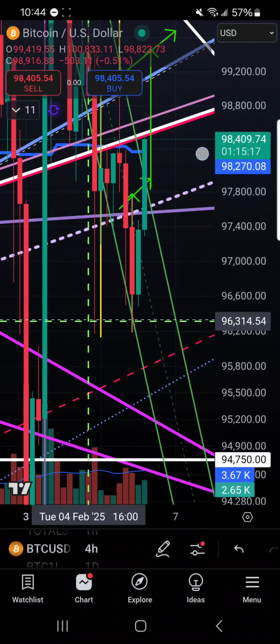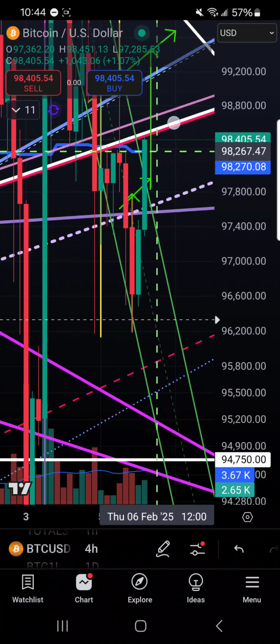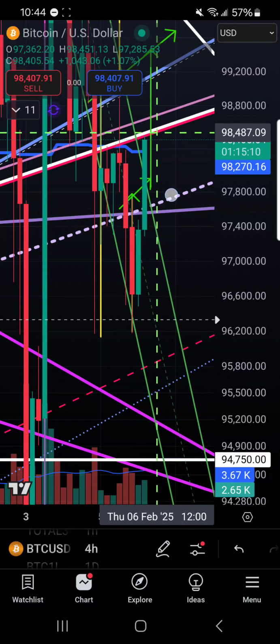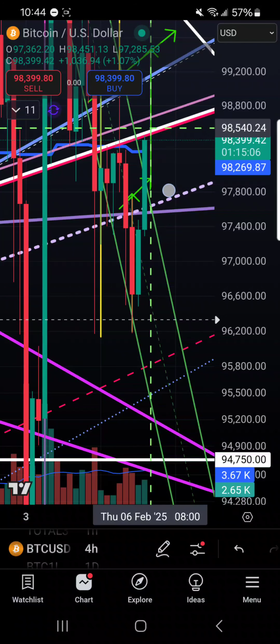So if we can get above this here, this is a big move up. I'm going to say 95.5 and maintain that, 98.5. So let's see what happens. Okay, I'll leave it there.